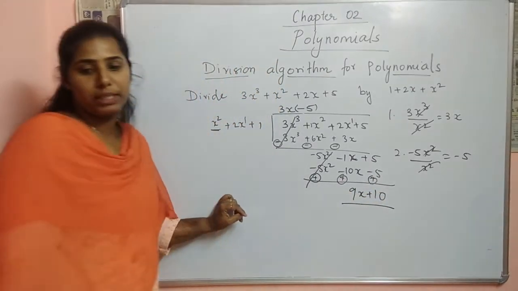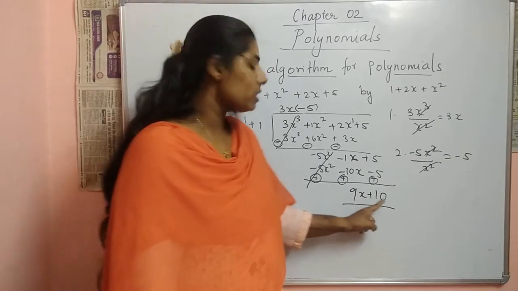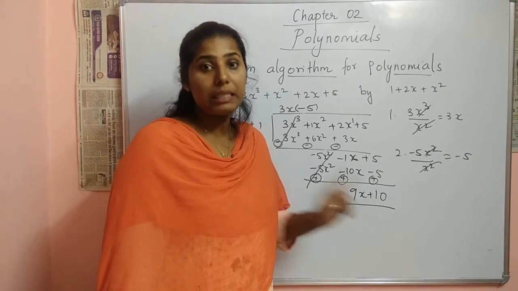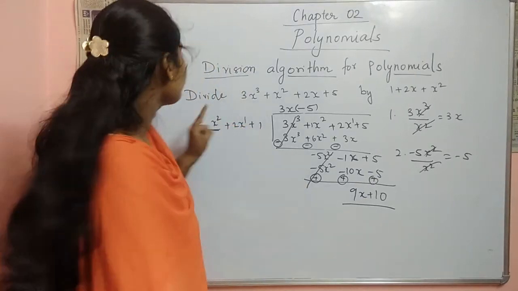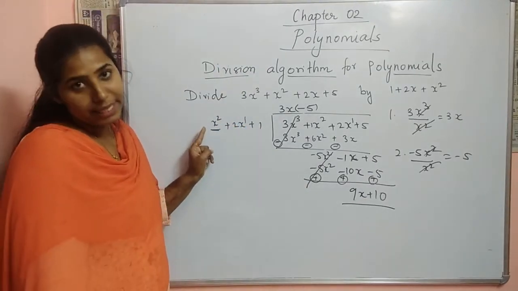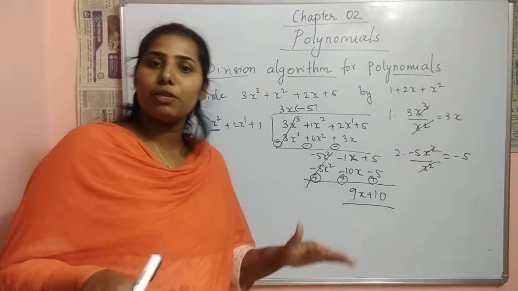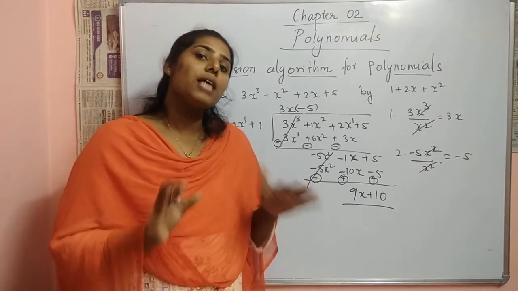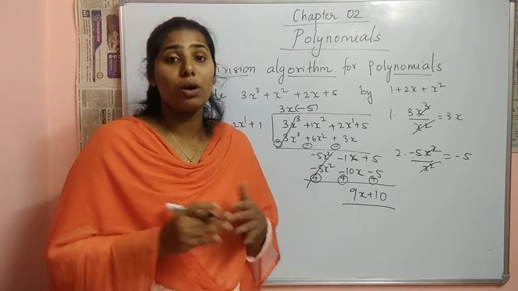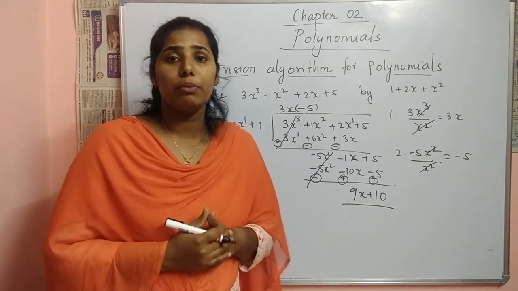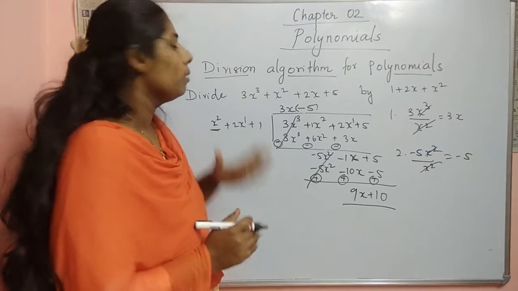So now you will check that 9x plus 10 is the remainder. What is the degree of the variable x? 1, which is less than the degree of the divisor. So we will stop the process of division here. So this is how we are going for the division algorithm. So this is how you divide a cubic polynomial with a quadratic polynomial.